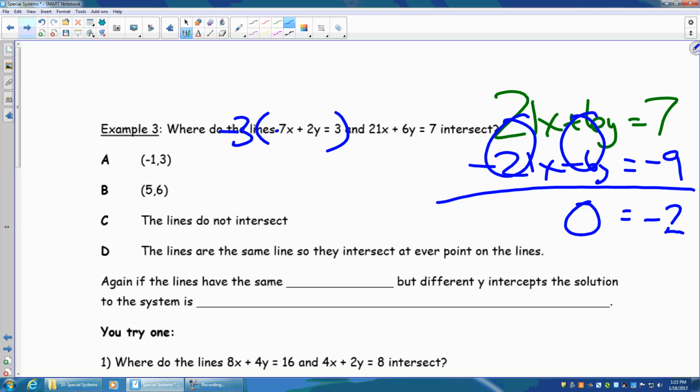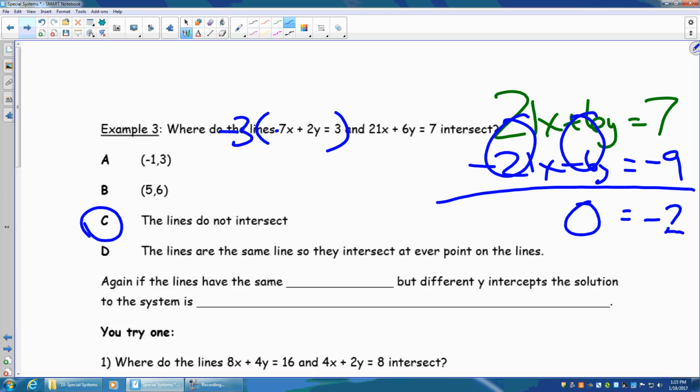So you guys tell me, what do you think? Well, obviously, this one is not the same exact thing. It doesn't say 0 is equal to 0. So this is the case where the lines do not intersect. If I were to graph both of these, they would be parallel. And that's what this next sentence is going to say.